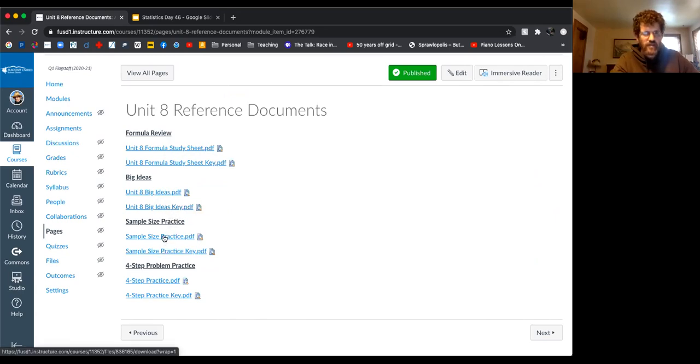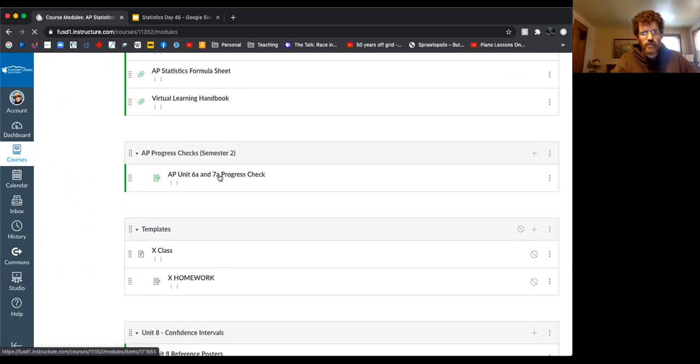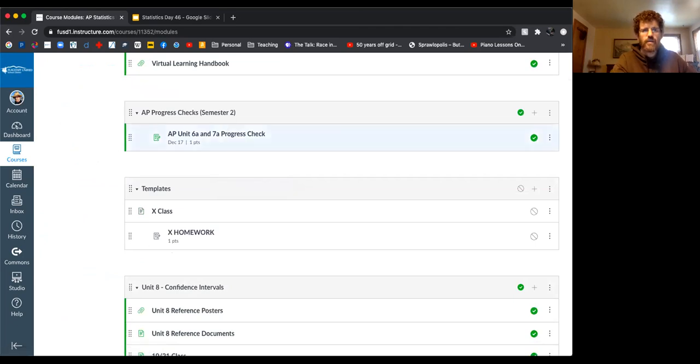Sample size practice. This is going to be useful if I say, hey, we want to have a margin of error of 0.03. What sample size is needed? You can practice with that. Here's the key. And then this is going to be more practice with the full process for coming up with a confidence interval. So these are all here with answer keys. I highly encourage you to look through that. And I highly encourage you to do the progress checks for 6A and 7A, which are going to give you more multiple choice practice. So if you have any questions, you can stick around. Otherwise, you can have a wonderful day.